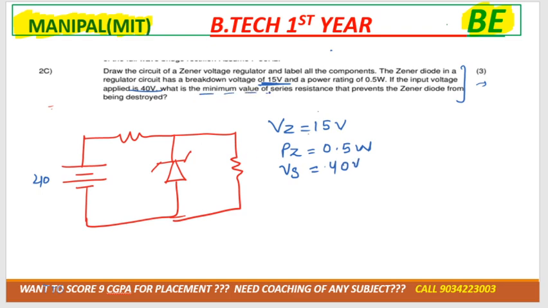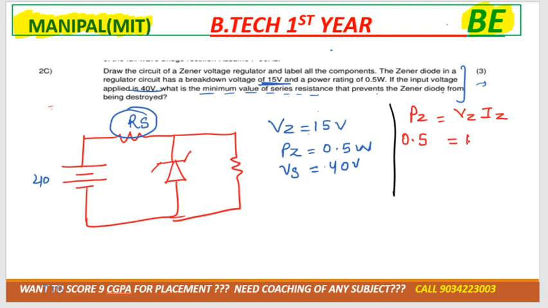What is the minimum value of series resistance? That you need to calculate, the RS value that prevents the Zener diode from being destroyed, right? So basically you need to calculate the RS value, correct? So you know the formula PZ. PZ is how much? VZ into IZ. PZ is 0.5, VZ is 15, and we need to calculate IZ. So IZ would be 1 by 30 ampere, correct?